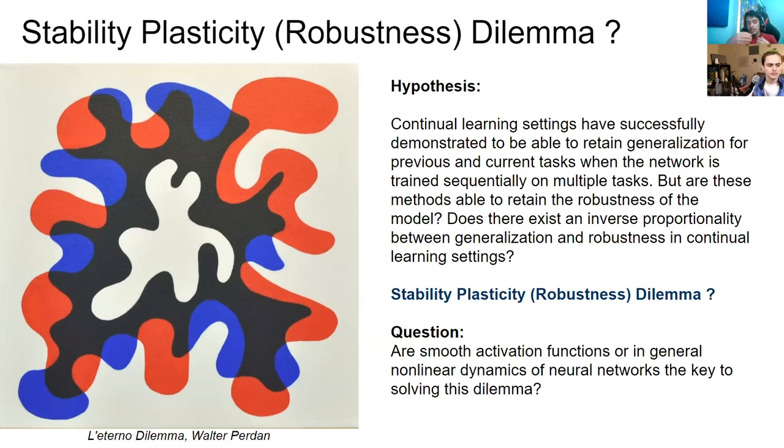But my general idea is that essentially we want our neural networks to be able to learn in a lifelong setting and not have that inverse proportionality between the generalization and the robustness of the network. And the only solution that exists which can give you that free lunch in adversarial training is smooth activation functions, as showcased in that paper. So my hypothesis is, if robustness is lost, then introducing smooth activation functions in the training process of the continual learning setting will not only help improve the generalization capability of the network, but also help retain the natural robustness of the model.